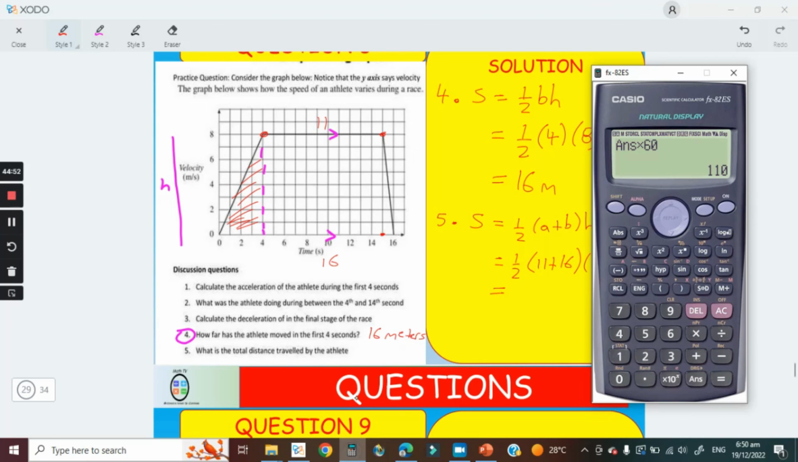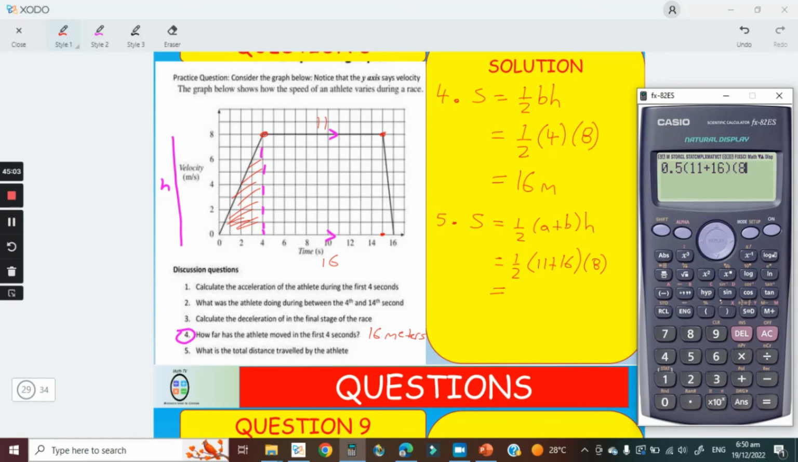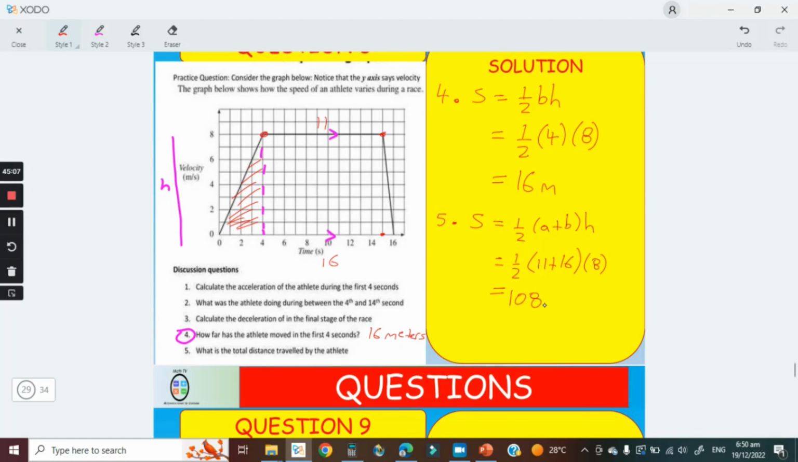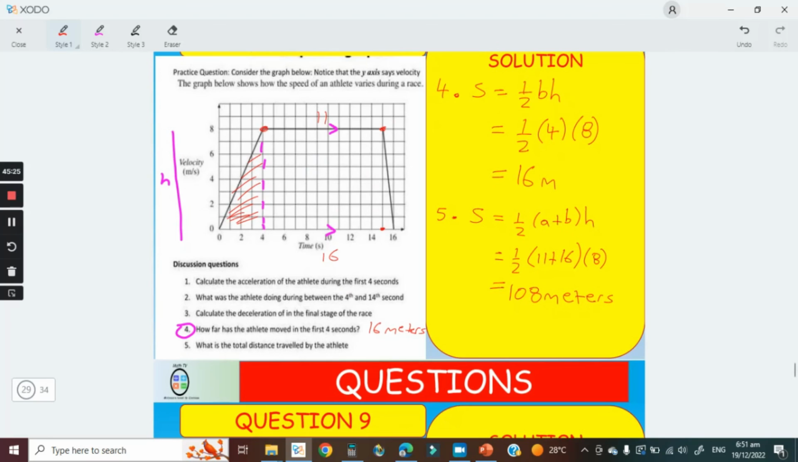Put that into our calculator. Half of 11 plus 16, and then we multiply it by the height of 8. We get 108 meters. So this athlete is very slow. Imagine you take 16 seconds to run 100 meters. Athletes should be taking 10 or 11 seconds to run 100 meters. So, a very slow athlete, but that's fine. We're not troubling this athlete.